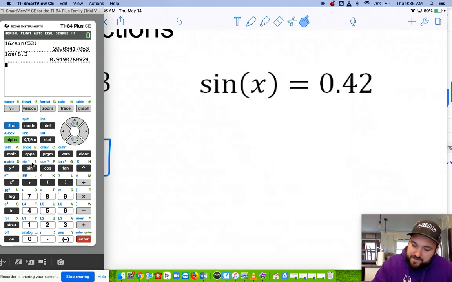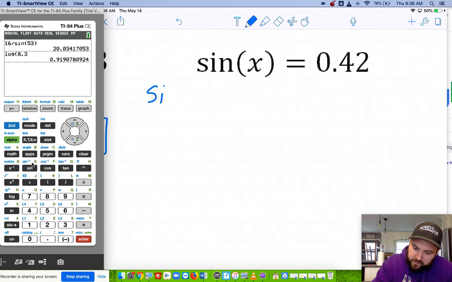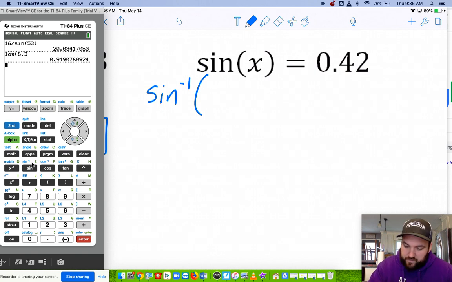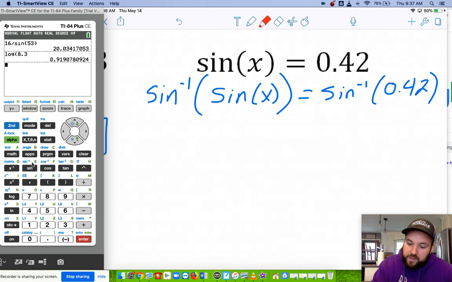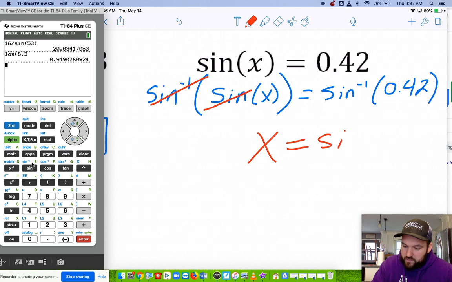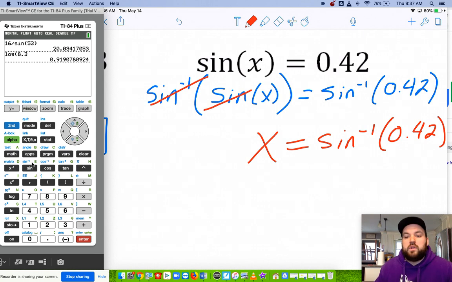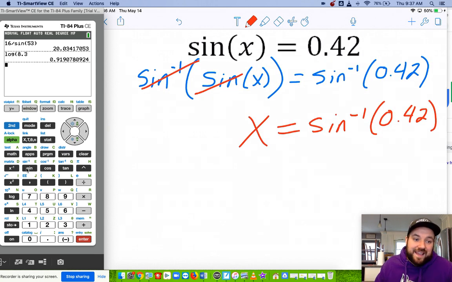Now, what this does is, if I were to take the sine inverse of both sides of this equation, what would end up happening on the left side is the sine inverse and the sine would cancel each other out, and I would have x equals sine inverse of 0.42. So I'm going to use the second sine, or the sine inverse function, on the calculator.